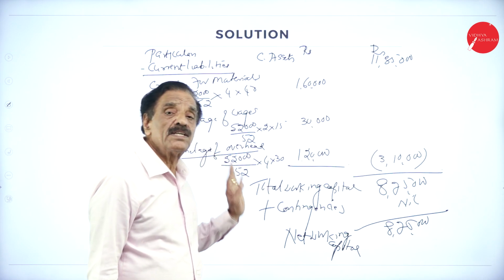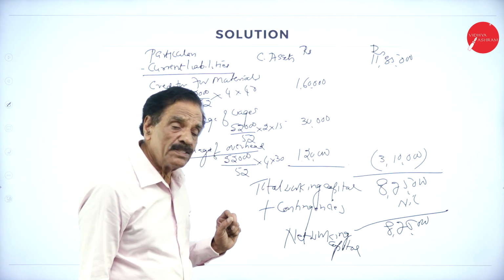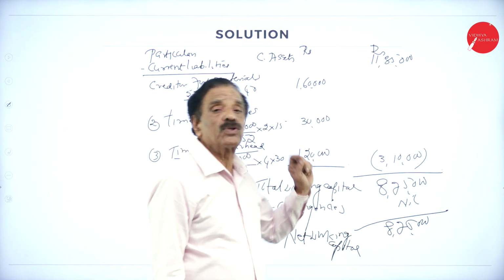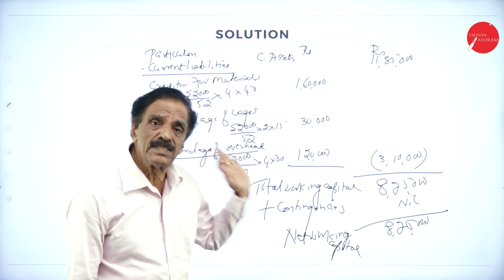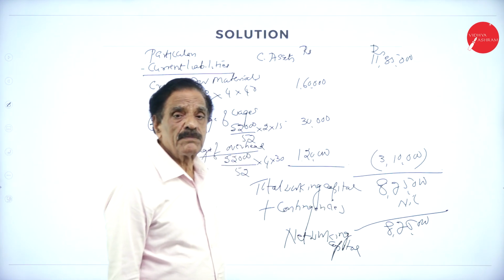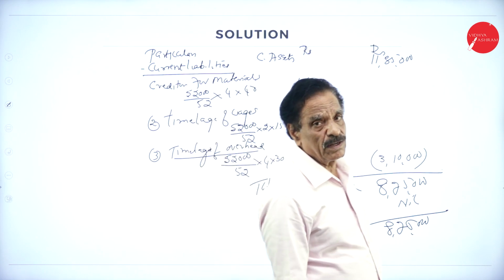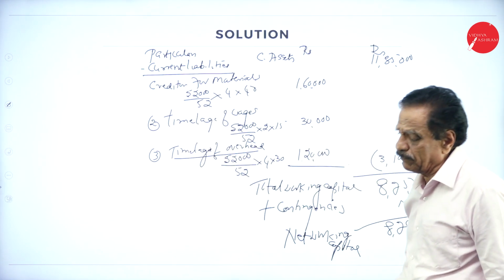There is no contingency at all. If there is any contingency, it's 10% on this only you have to calculate. So the net working capital becomes 8,75,000. This is the way you have to fill them down.